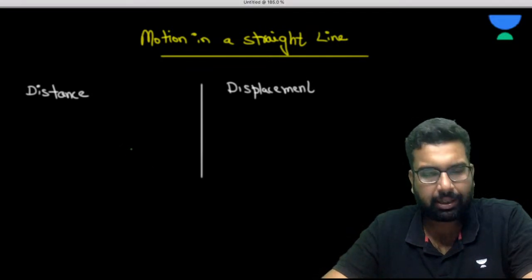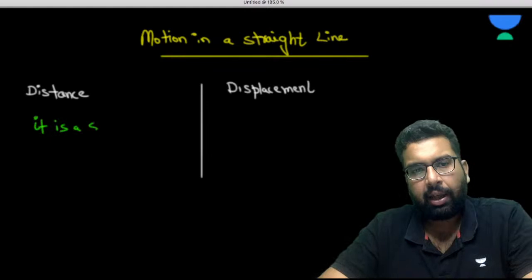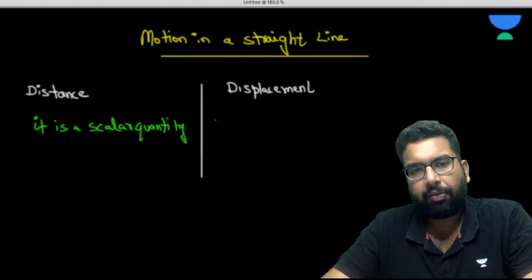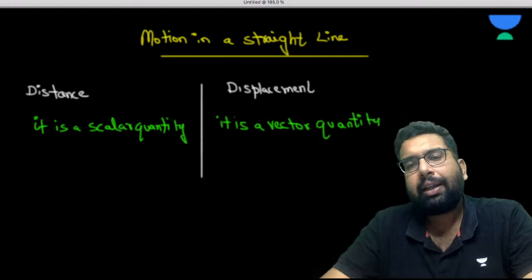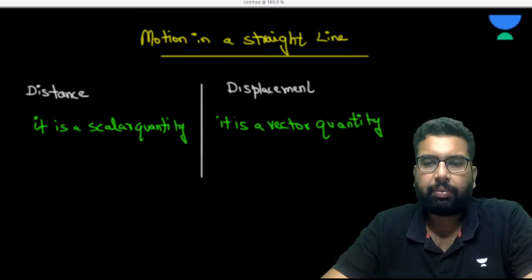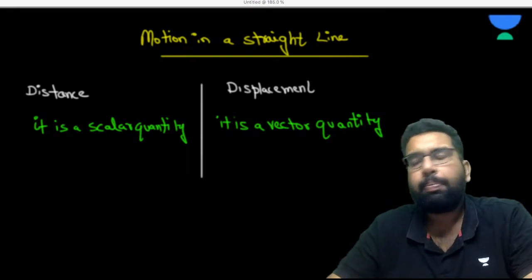So what is the distance? Basically it is a scalar quantity, and displacement is a vector quantity. So what is a scalar quantity and what is a vector quantity? Please understand this. A scalar quantity is something which depends only upon the magnitude.